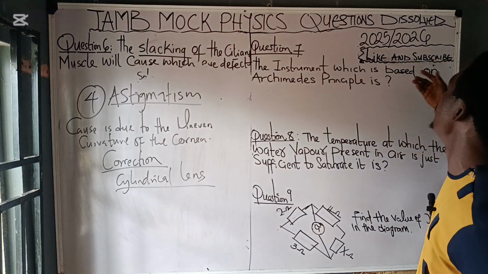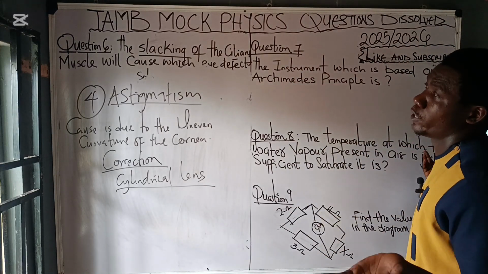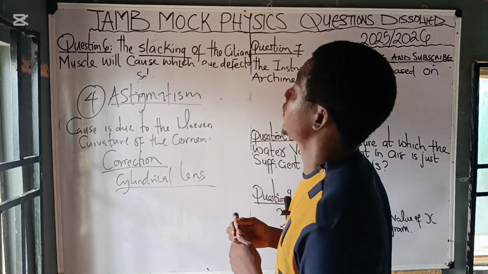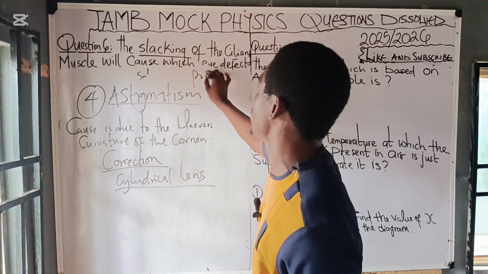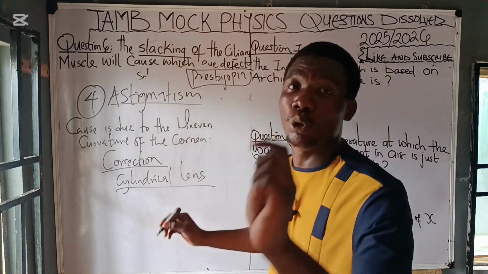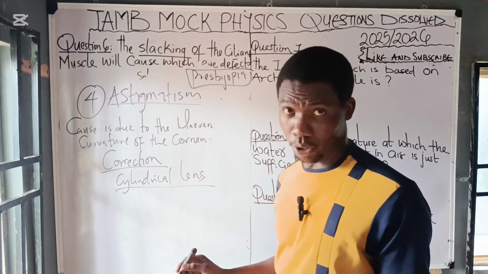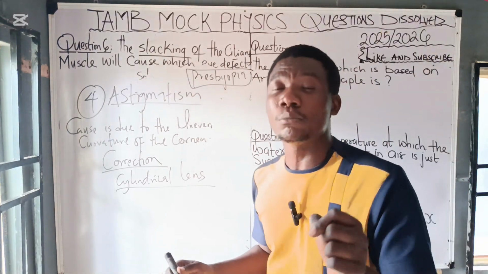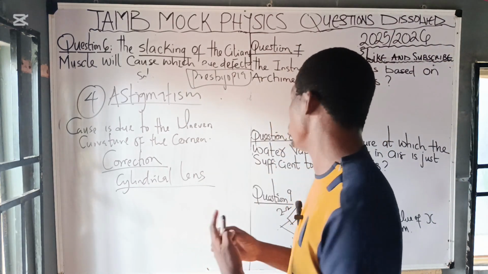The instrument which is based on Archimedes principle. So to this question, the slacking of the ciliary muscle will cause which eye defect? The answer is presbyopia. Take note of that. When the eye loses its power of accommodation. Do you understand? Due to the weakness or slacking of the ciliary muscle. Ciliary muscle is a muscle present in the human eye.